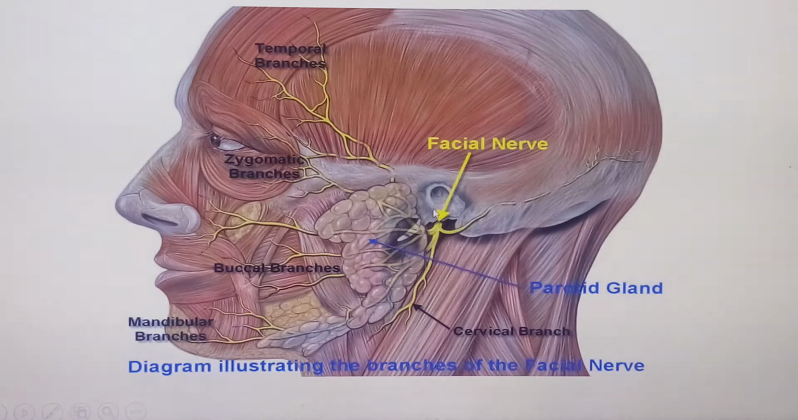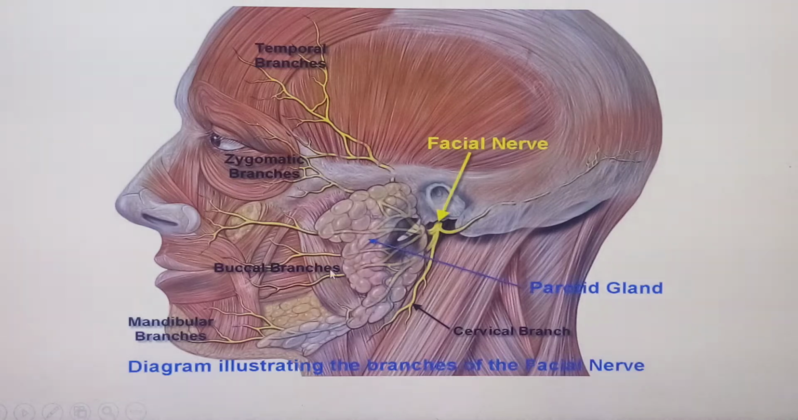There are 5 nerves which will branch out from the main facial nerve, which runs from the cranial cavity through the stylomastoid foramen, and they are the temporal branch, going to the temporal region. We have the zygomatic branch, yes, of course, going to the zygomatic area, supplying the zygomaticus muscles, major and minor, yes.